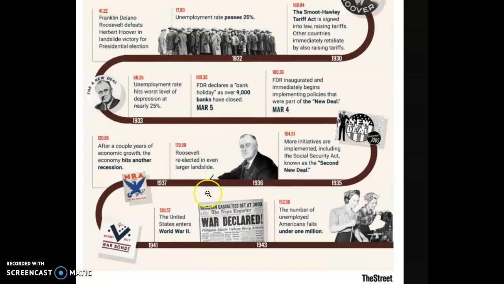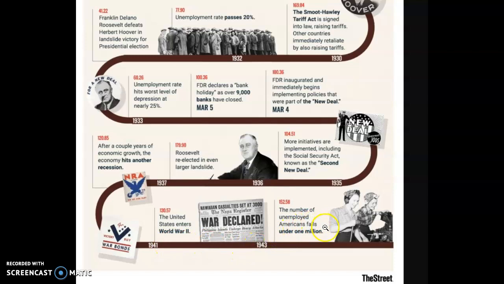In 1937, after a couple years of some economic growth, the economy hit another recession. So the economy, what that means is it started to do better, and then it kind of dropped and went into like another depression. In 1941 was when the United States entered World War II, and then at 1943, the number of unemployed Americans falls to under 1 million.